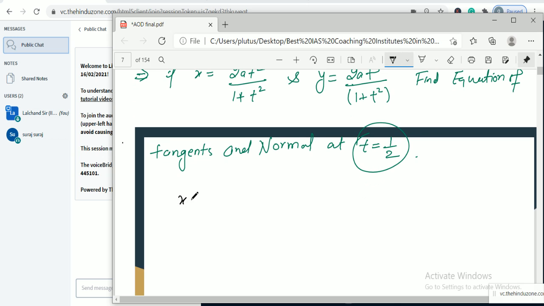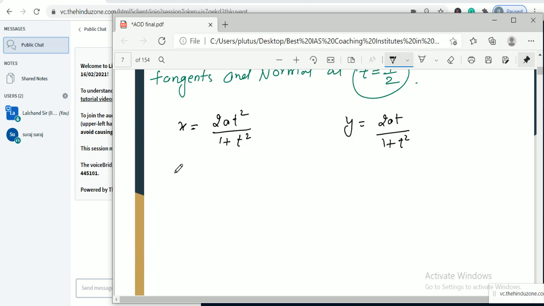So our x value is 2a t square over 1 plus t square, and y value is 2a t cube over 1 plus t square, isn't it? This is our value of x and y. So if we differentiate with respect to t, so dx by dt, what will be the value of this differentiation? How to differentiate this equation? Using the u by v rule, the quotient rule of differentiation.